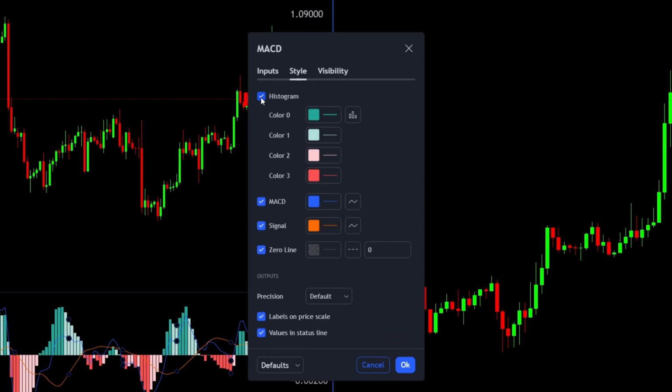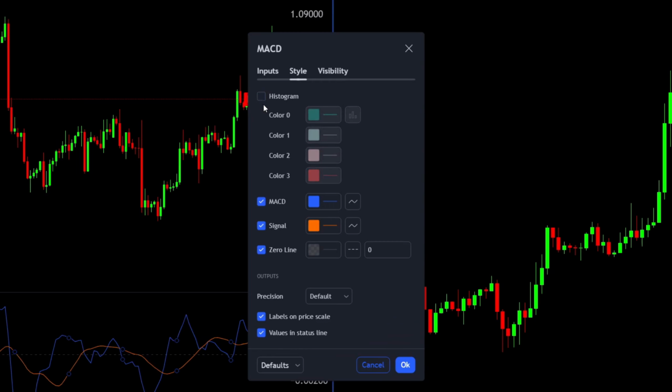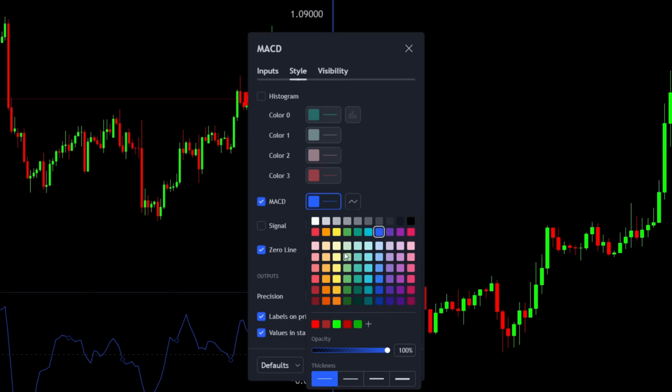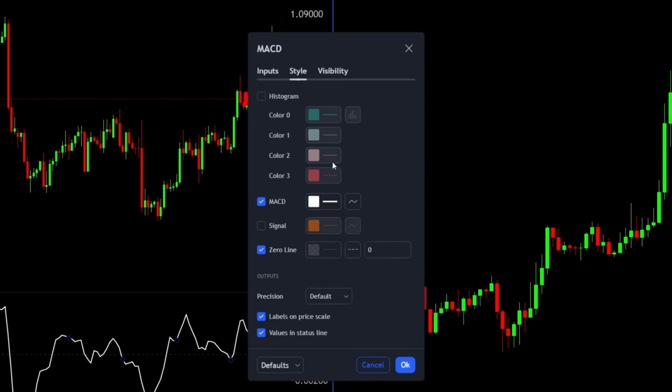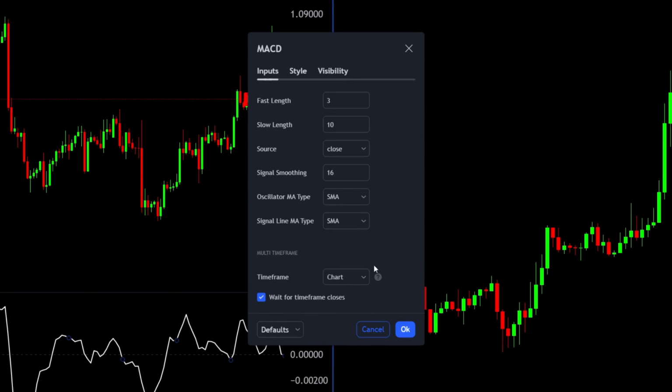And now guys, we're almost done, but we want to head over here to the style tab. For this strategy we actually want to uncheck the histogram and uncheck the signal line, because we don't really need the signal line here. We only use the MACD line. The standard color is blue, and I like to change this one to white and increase the thickness a bit here. If you want to, you can also uncheck the 0 line, but now we're ready to press OK.